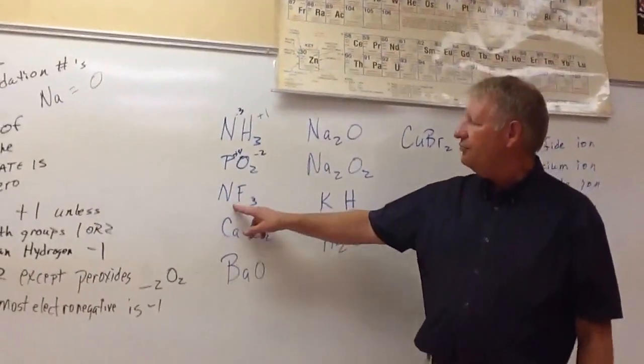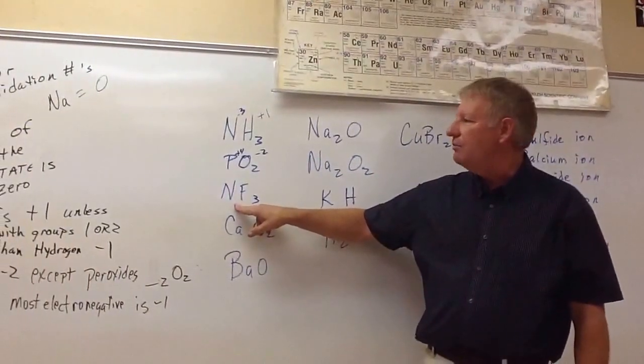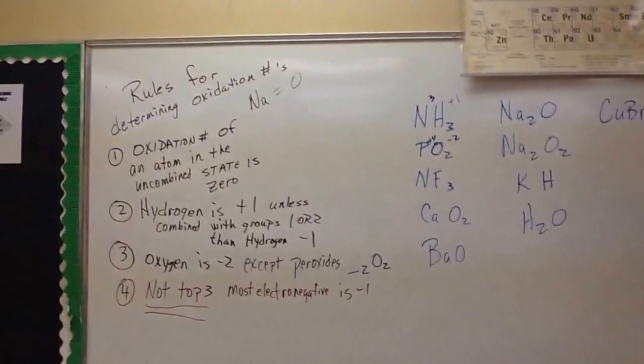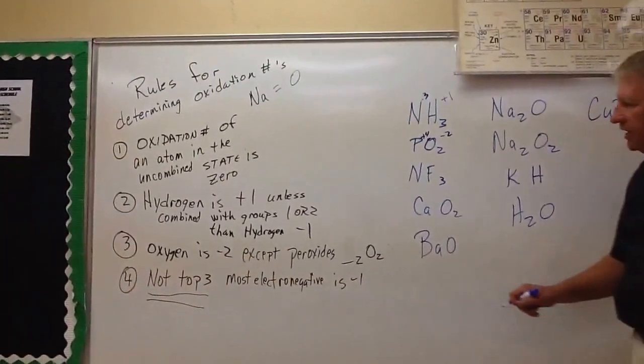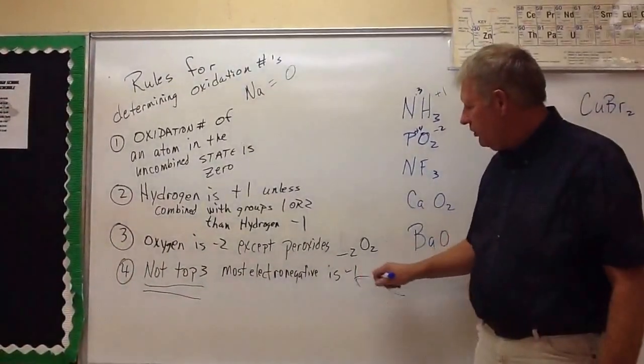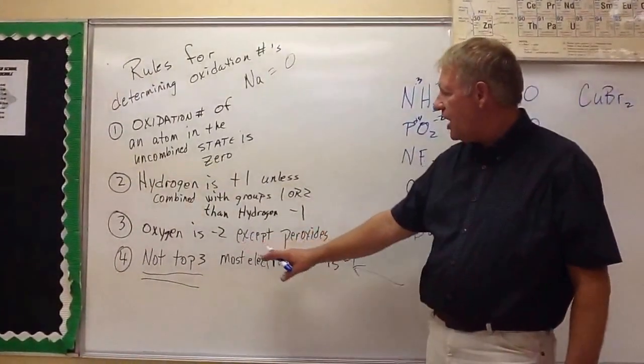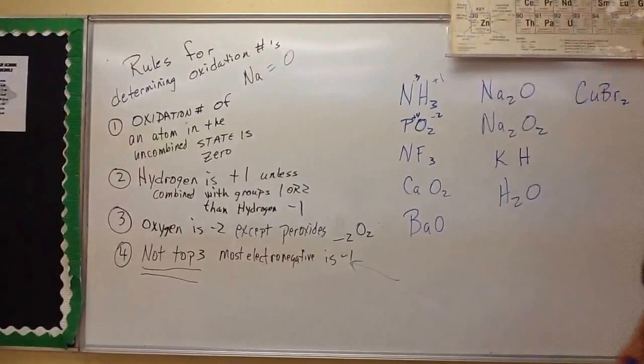Now I look at this when I say, okay, I want to do the oxidation numbers, and I say, oh, there's not a hydrogen, there's not an oxygen. So now here we go. First time we got to come in here. Rule number 4, which we use a lot. Rule number 4 says if it's not in the top 3, then it's the most electronegative.